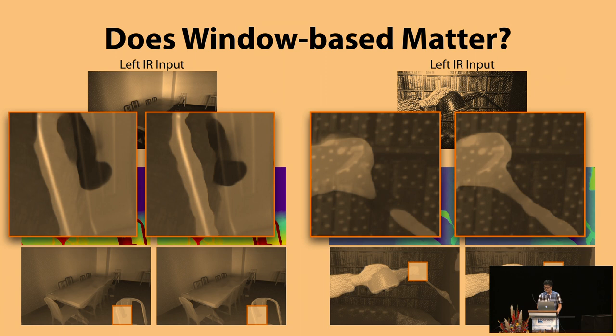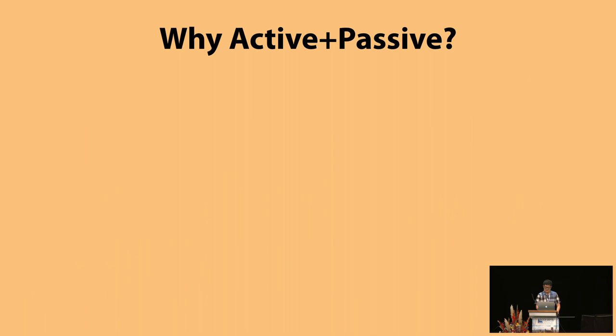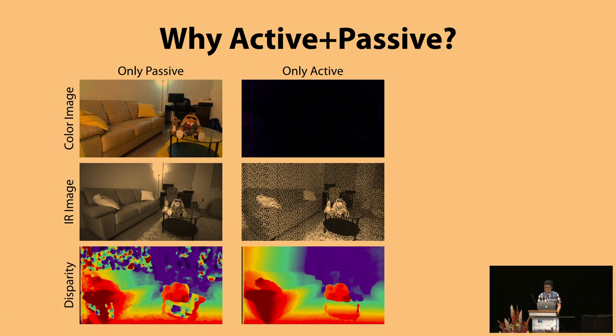And in the end, we'd like to have a quick discussion about the importance of having active and passive components in the stereo matching system. We run our model under three settings. Only passive by turning off the IR projector, only active by turning off the lamp in the room, and the combination of the two by default.